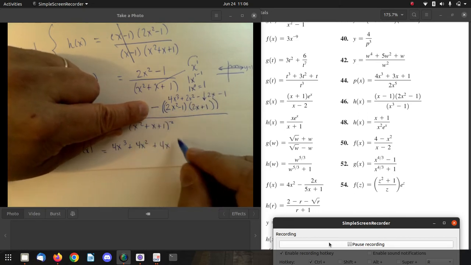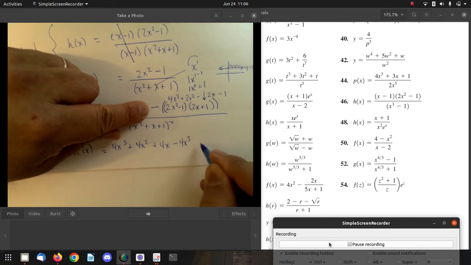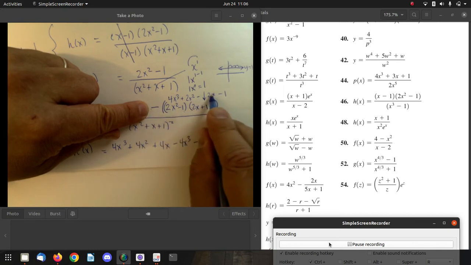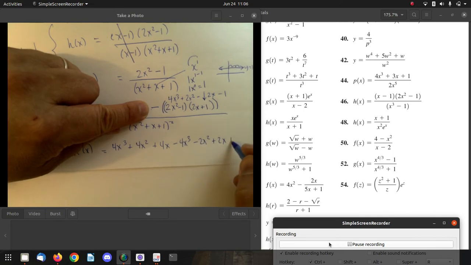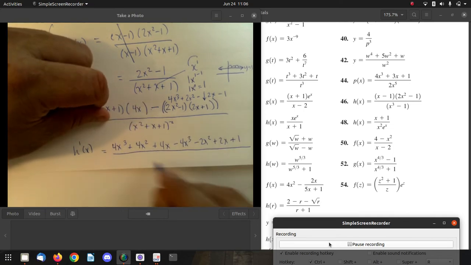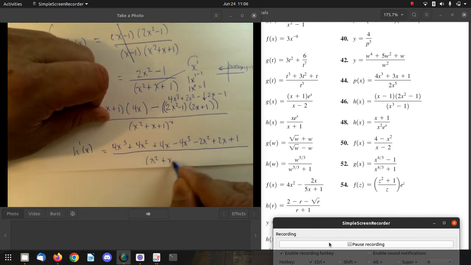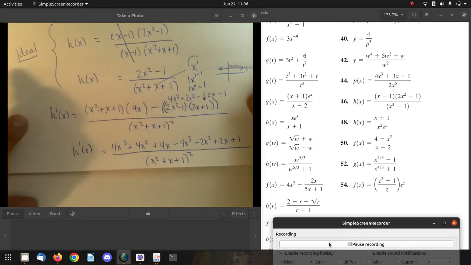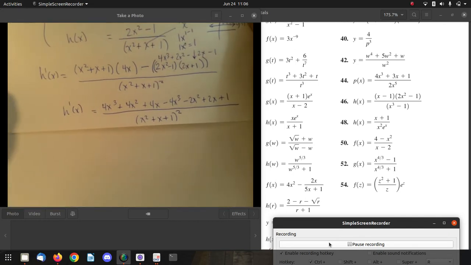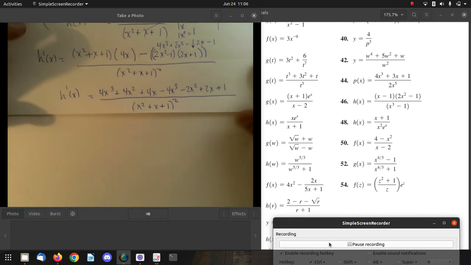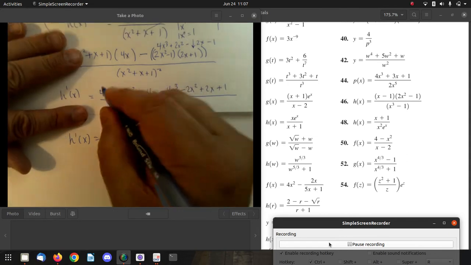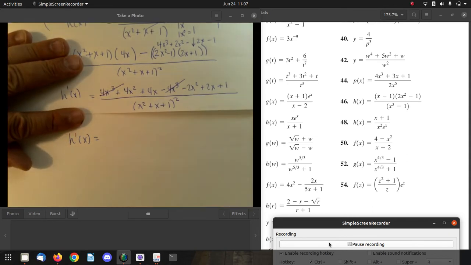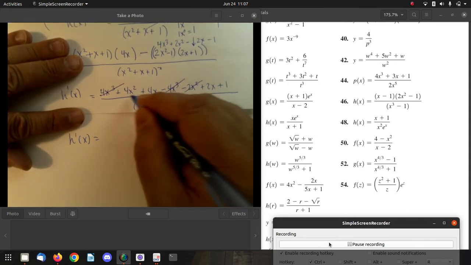And we're going to subtract each of those, giving us minus 4x cubed minus 2x squared minus negative 2x for plus 2x minus negative 1 for plus 1, and all of that over x squared plus x plus 1. So a little bit prettier, but not too much prettier. So it's kind of pick your poison on these. And h prime of x equals, and now we'll simplify. The 4x cubes dropped out. 4x squared and 2x squared becomes 2x squared.